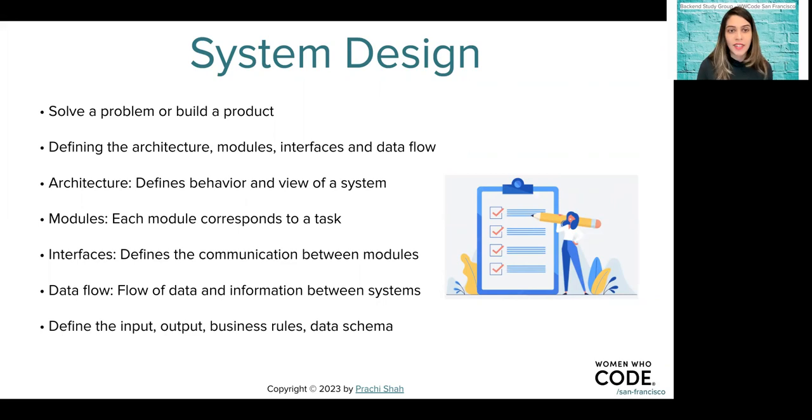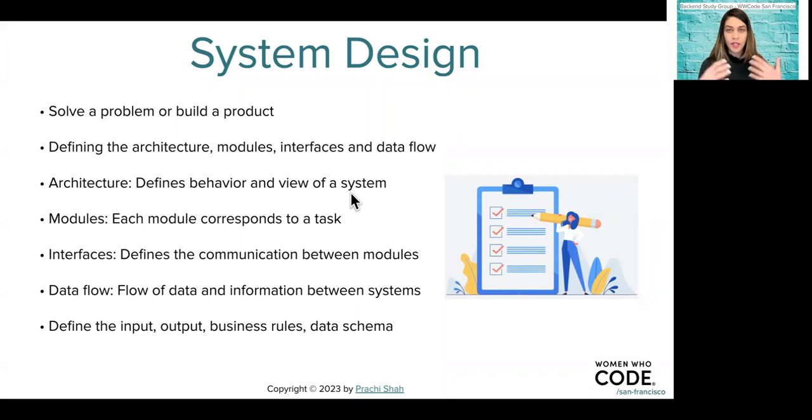Now, what do these words mean? What does it mean to define the architecture or design the interface? So let's break it down. Architecture means you need to define the overall behavior and view of the system. This might be slightly high level, and then you dig deep. Modules is where your entire system is comprised of specific modules, each corresponding to a specific task or functionality. All these modules interact and communicate together for your entire system to function. That communication between these modules is basically what an interface would be.